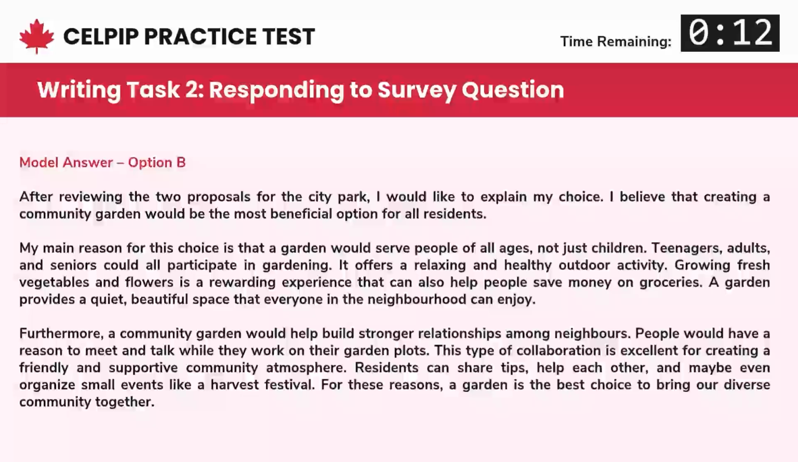Here's a practical tip for your own writing. Try to use specific examples. Instead of only saying a garden is good, mentioning that people can grow fresh vegetables makes your point stronger and more vivid.